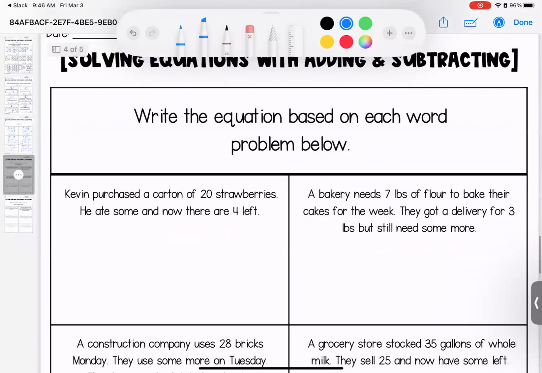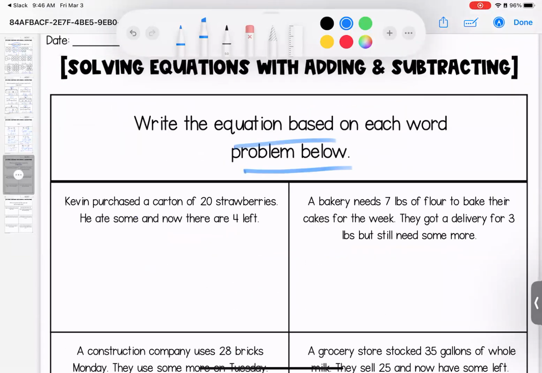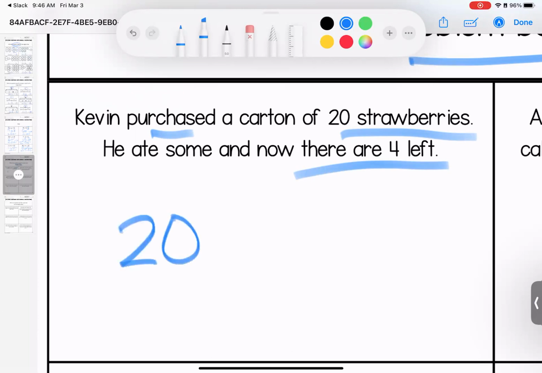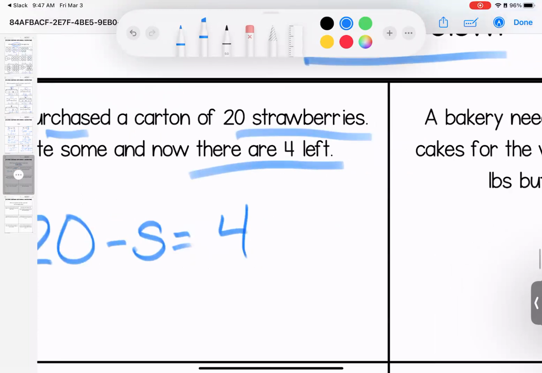All right, loves, on our next page, you are writing an equation based on the word problem. Similar to what we did a couple of weeks ago, where we were writing an inequality based on the words. So Kevin purchased a carton of 20 strawberries. He ate some, and now there are 4 left. How do we write it? Well, he had 20. We don't know how many strawberries he ate, but we do know that there are 4 left. So 20 minus S equals 4. You can use any letters as long as you have it as being subtracted from the 20.